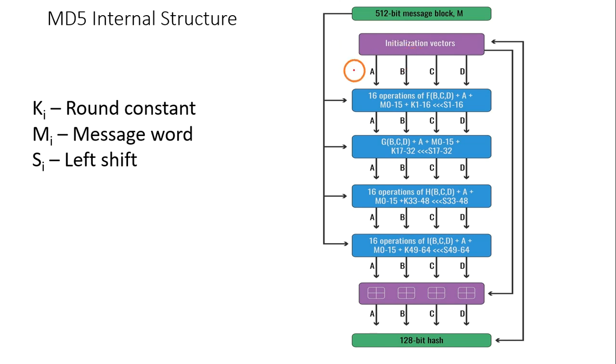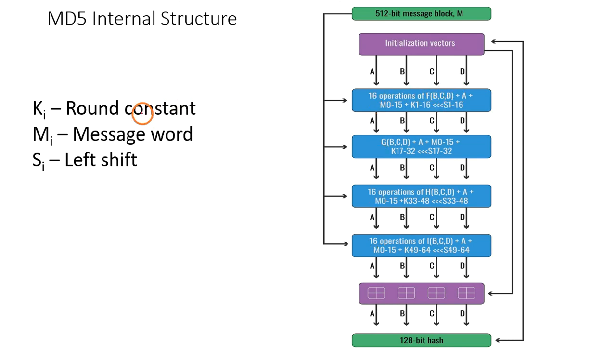Now some notation here. If you look at this, there are 4 rounds. These light blue boxes are rounds. In each round there are 16 operations. Here also there are 16 operations, here also 16, here also 16. So in each round there are 16 operations being performed.